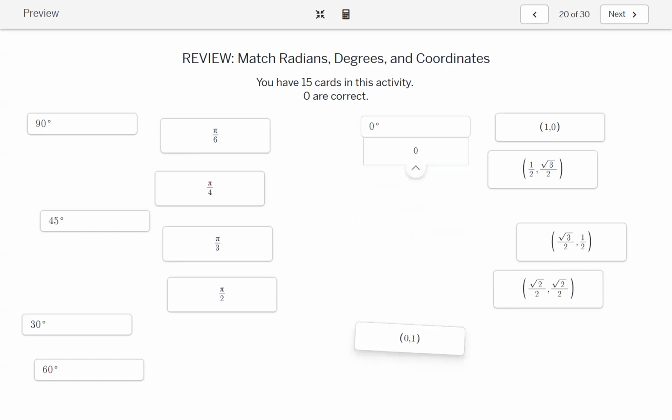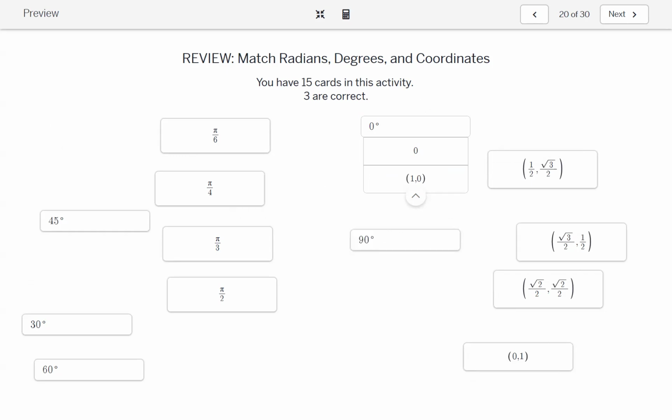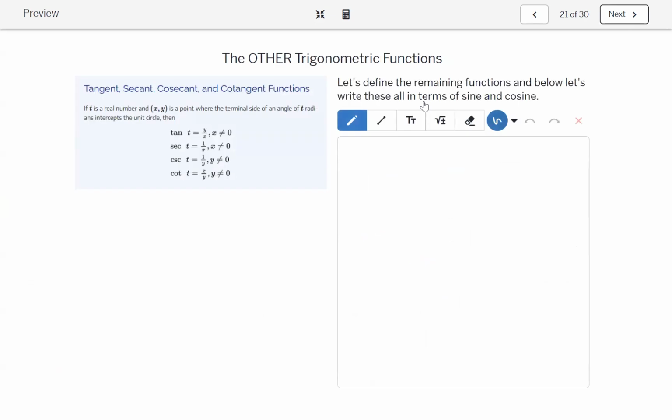So this is just practice associating the 3 of a kind. Nope. I can't do my math. The point on the right is 1, 0, not 0, 1. So our 90 degrees goes with 0, 1, and 90 degrees is pi over 2. So it actually displays up top when you've got them correct. So I'll leave you guys to play around with that. It's good practice associating everything.